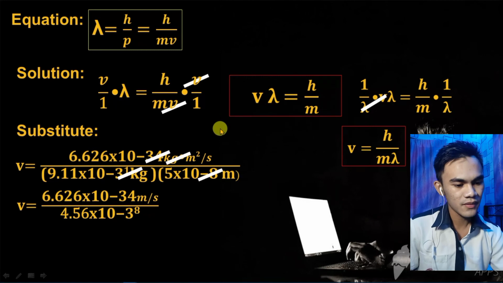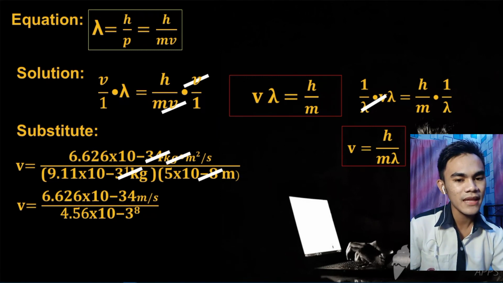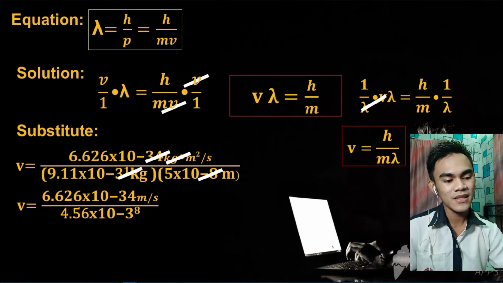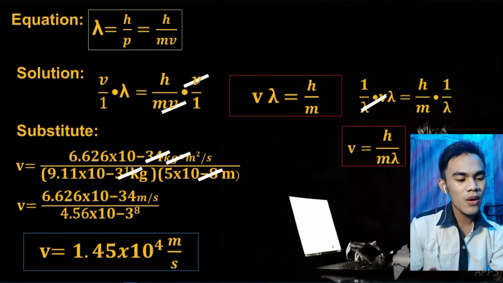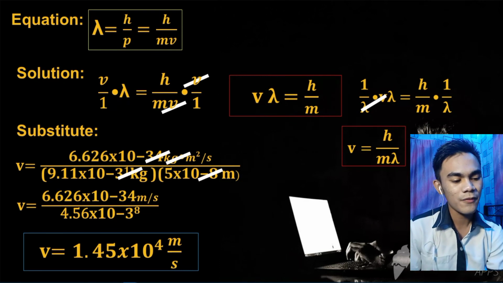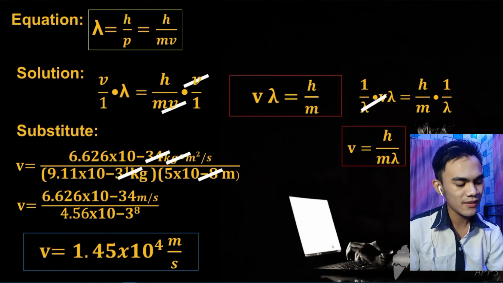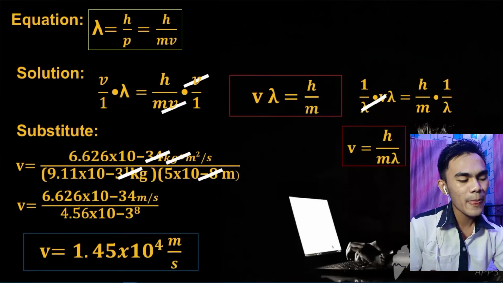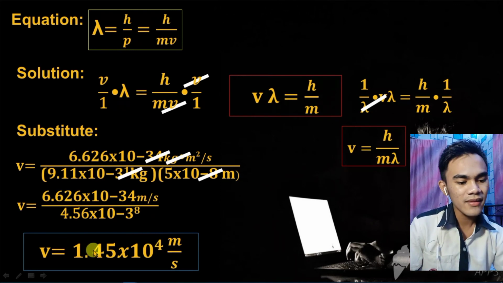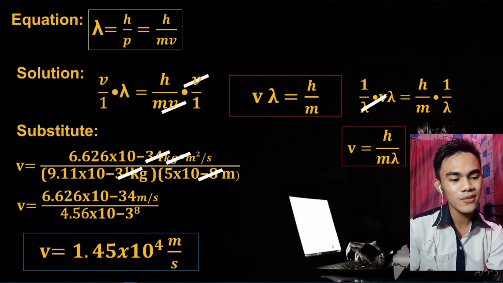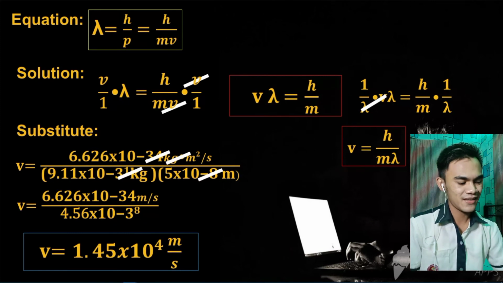So we have 6.626 times 10 raised to the power of negative 34 meter per second divided by 4.56 times 10 raised to the power of negative 38, which is equal to 1.45 times 10 raised to the power of positive 4 meters per second. So that is now the speed of the accelerating electron, equal to 1.45 times 10 raised to the power of positive 4 meters per second. So that's it.